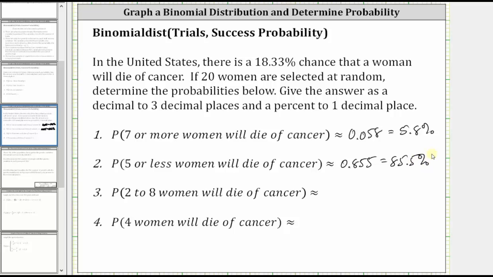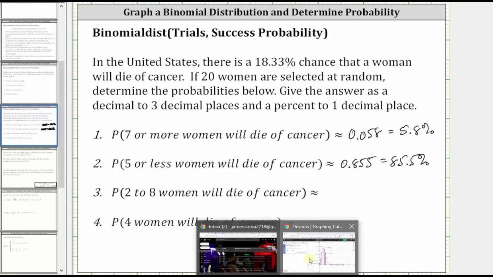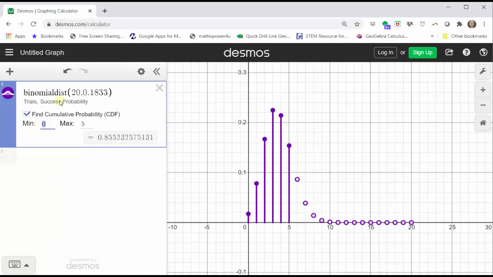Next, we want the probability that from 2 to 8 women will die of cancer out of the 20 selected. So now 2 is the minimum and 8 is the maximum. Which to 3 decimal places is approximately 0.899 or 89.9%.